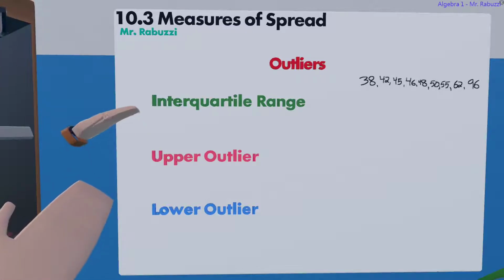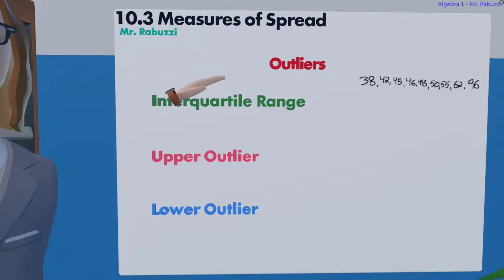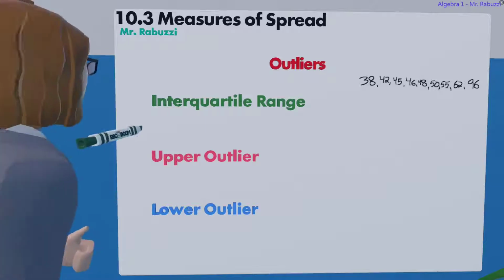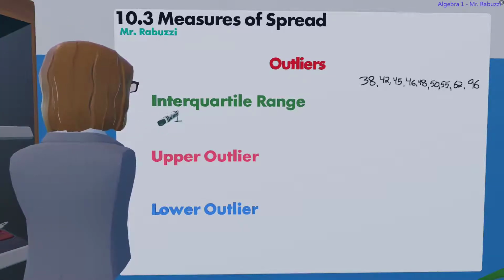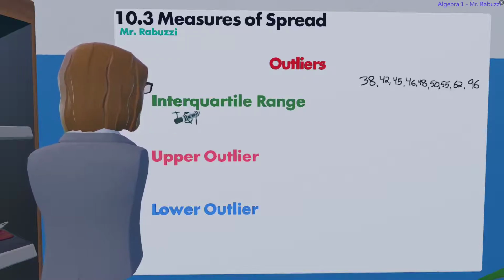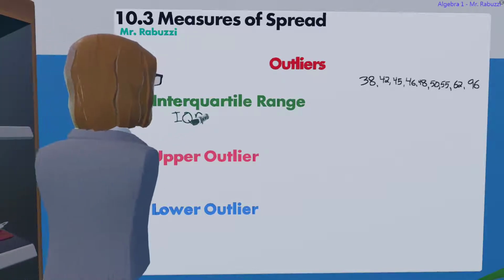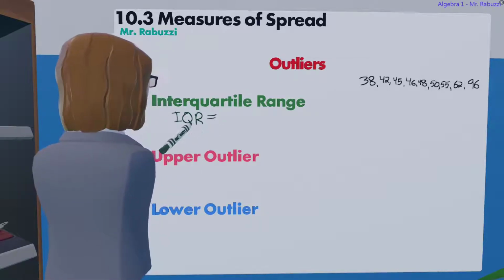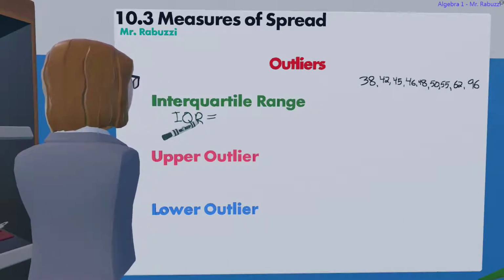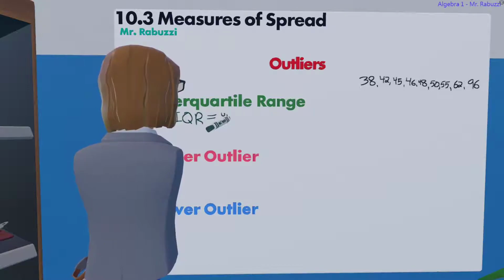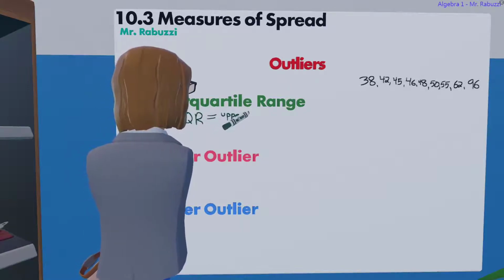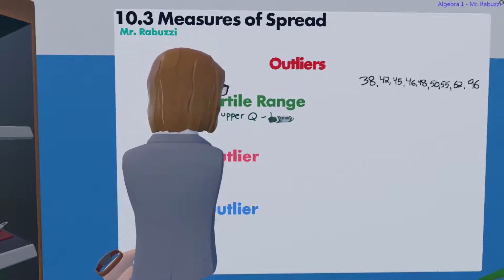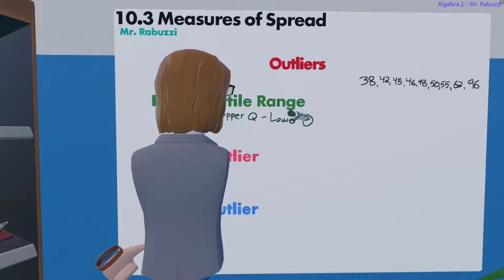So now we're going to talk about outliers, and to find outliers, we use interquartile range. Interquartile range, we're also going to call that IQR, so I don't have to write it every time. IQR is the upper quartile, upper Q, minus lower Q. Upper quartile minus lower quartile.